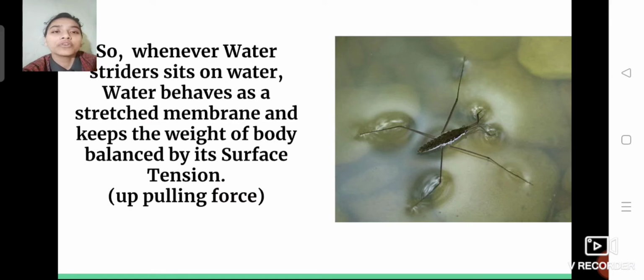So, whenever water striders sit on the water, water behaves as a stretched membrane and it keeps the weight of the body balanced by the surface tension, which is actually an up-pulling force, means it pulls the object in the upward direction and its weight keeps the object in the downward direction. When these both forces are balanced, then the object can float on the water.